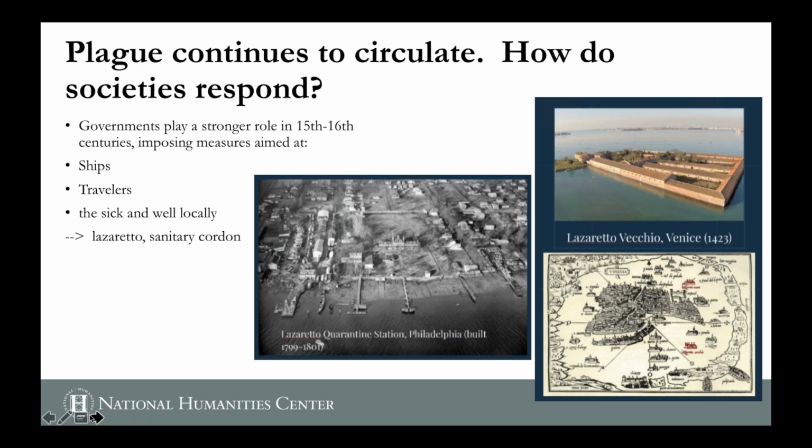And this other picture that you see, the black and white photograph, is a picture of the Lazaretto quarantine station in Philadelphia, built in the 1790s. You can see the piers and the wall and a building in the center that would have funneled the sick through this space in order to keep them from spreading out into the wider population.